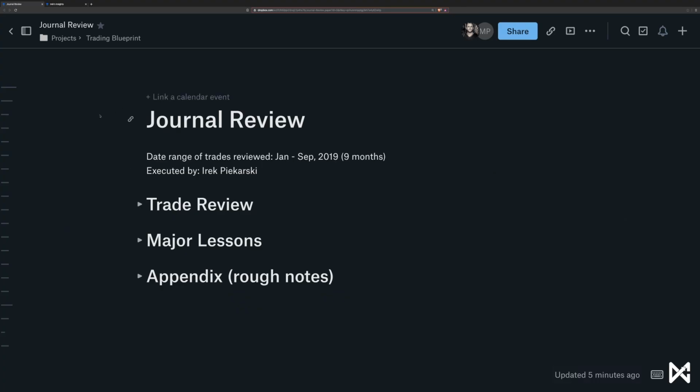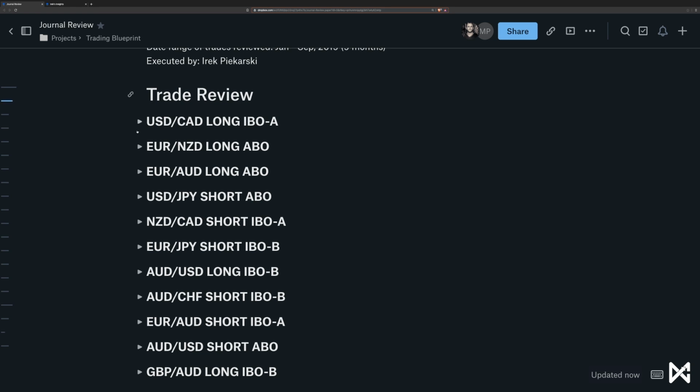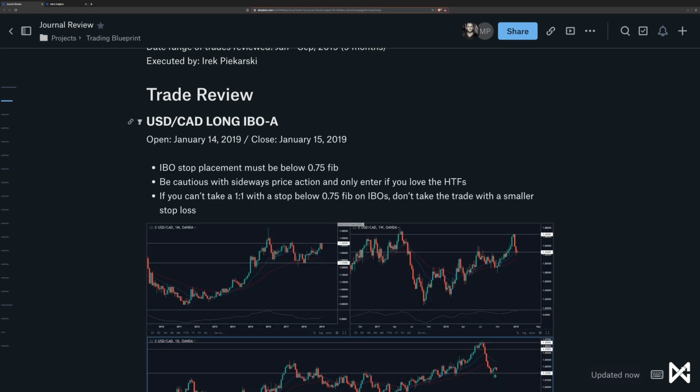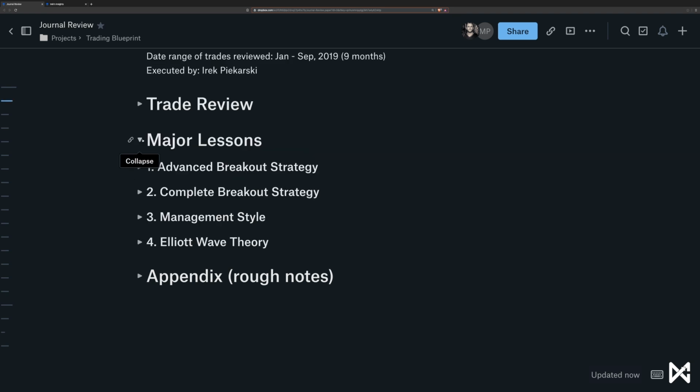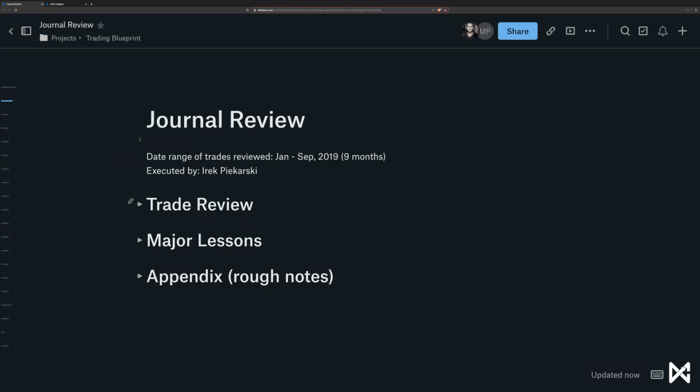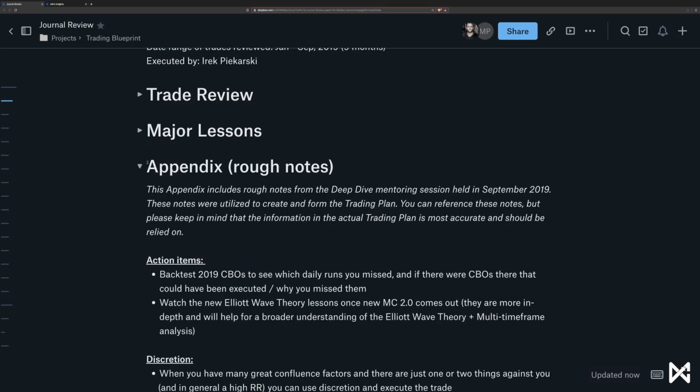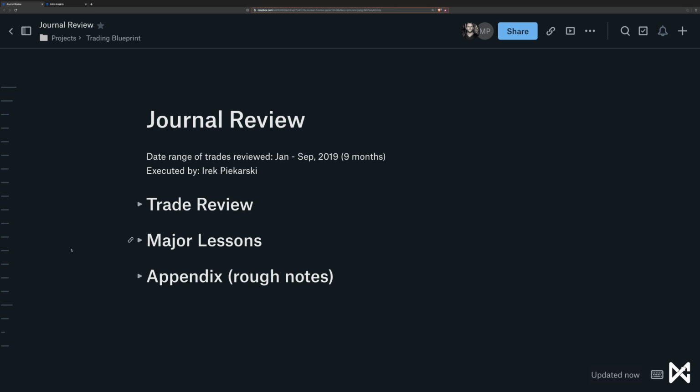So let's dig into it. What you can see here is, again, I have it organized pretty neatly. At the end of a quarter or at the end of a year, you can put together a package of the trades that were reviewed, right? And we're going to go one by one into the major lessons that were learned and the adjustments that need to be made. This we'll review in the next lesson. The appendix and rough notes will also be reviewed in the next lesson, and so on. But for now, we're just going to be looking at the trade review. So let's start with that.